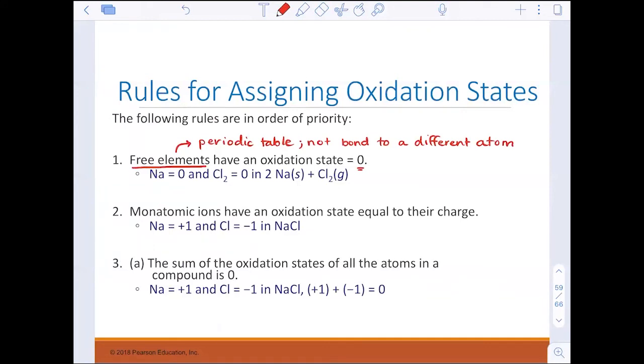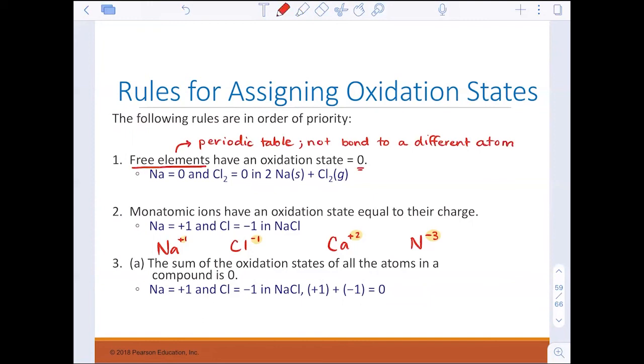Monoatomic ions, so ions that just have one atom, Na plus 1, Cl minus 1. We could also think about calcium plus 2, or nitrogen minus 3. All of these ions will have an oxidation state that is equal to its charge. So sodium has an oxidation state of plus 1. Chlorine in chloride has an oxidation state of minus 1. Calcium plus 2 is a plus 2 oxidation state, and nitrogen minus 3 is a minus 3 oxidation state.